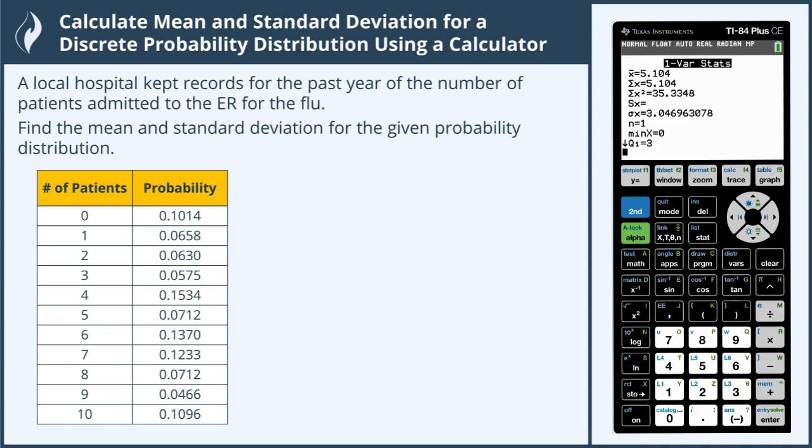So let me write those answers over here. We have our mean is 5.104, and our standard deviation, if we just want it to 4 decimal places, would be 3.0470, because we would round that 9 up, so that would go to 70. So I hope that helps with our calculations.